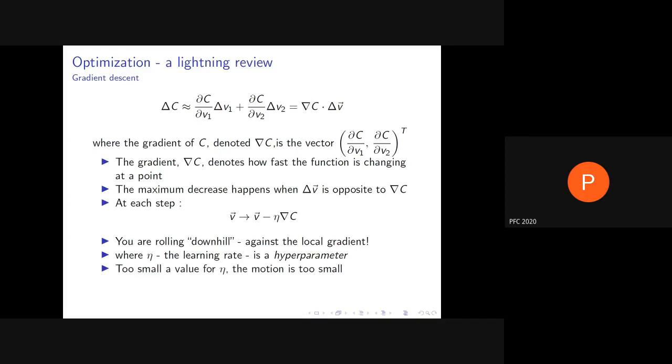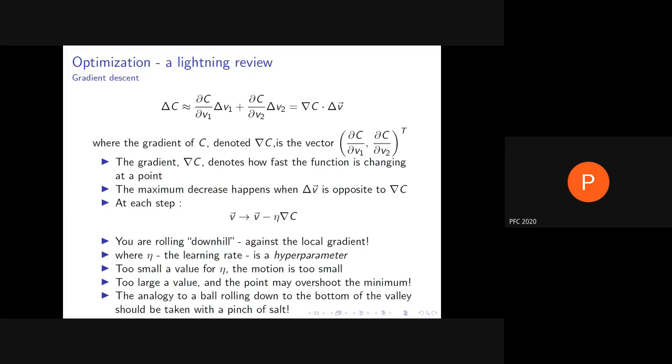Too small a value of eta, as I said, and the motion is too small, too slow. Too large a value, and you may overshoot and oscillate. So choosing eta is again a matter of art. And this analogy of a ball rolling down to the bottom of the valley is nice to think about, but you have to also be very careful about this.